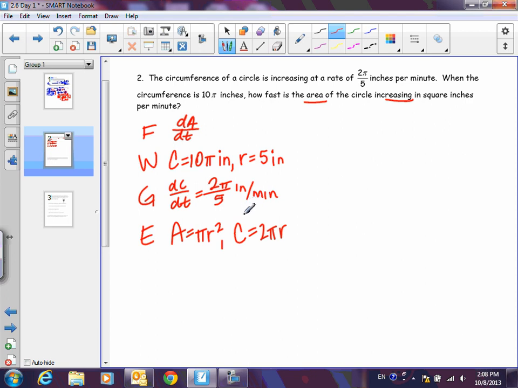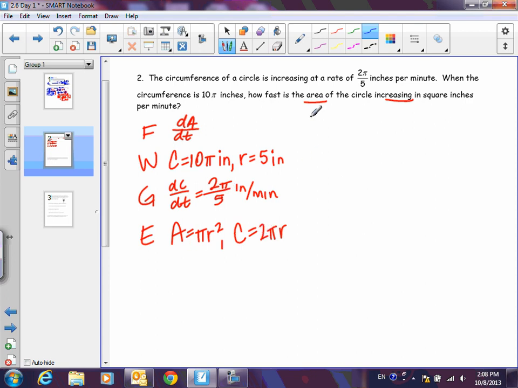Okay, so here's what we're going to do here. Because I have two equations, you've got to start with one of them. This is what I would suggest. Look at what you're trying to find. I know for sure I'm going to have to differentiate this area formula in order to find my answer. So let's start there. And if we get stuck, we'll differentiate the other one.